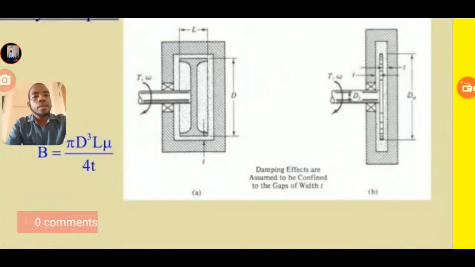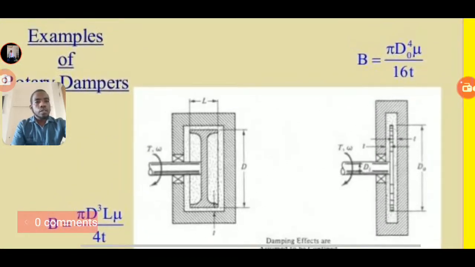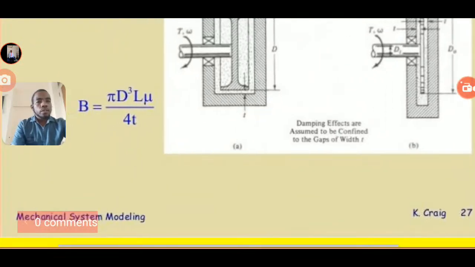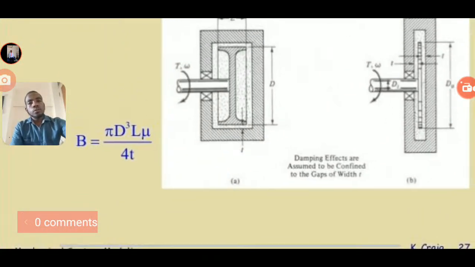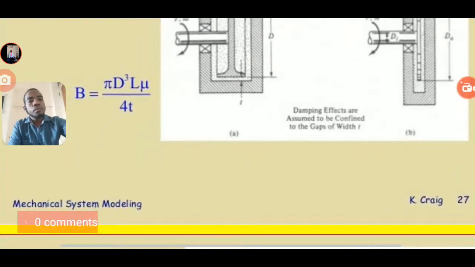Yeah, this is the damping effect. The damping effects are assumed to be confined to the gaps of width T. So like this we can see this diagram. And B is equal to pi Q L mu over 40. You can say like that. B is equal to like this also.